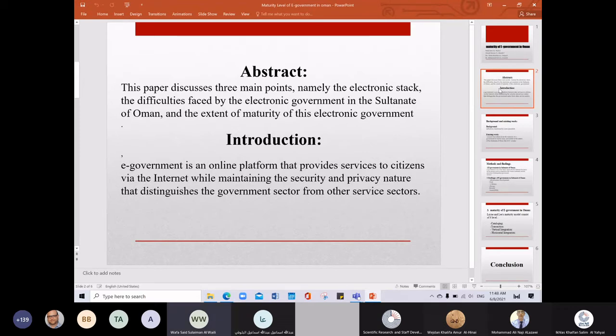This paper discusses three main points. Number one, mainly the electronic state, and two, the difficulties faced by the electronic government in the Sultanate of Oman. And point number three, the extent of maturity of this electronic government. Another slide, Miss.